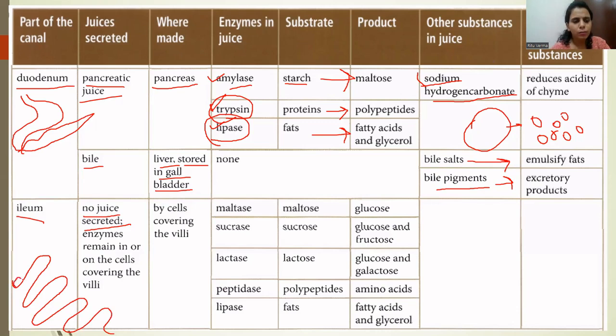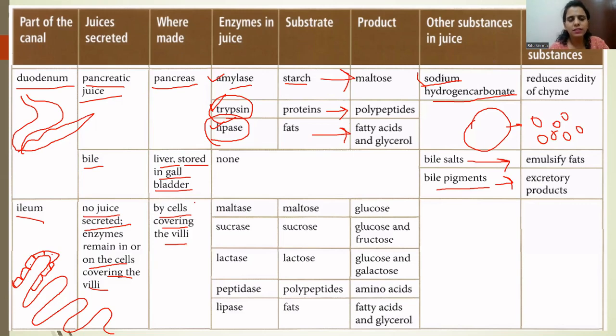The outermost layer of cells of these villi, these villi are actually one cell thick. The cells present around the villi produce enzymes, and these enzymes are directly released into the ileum. So no juice is released; enzymes remain in or on the cells covering the villi and are directly released into the ileum. And these enzymes are made by what? These enzymes are made by the cells covering the villi. This is obvious because the villi are one cell thick and all these enzymes are present here.